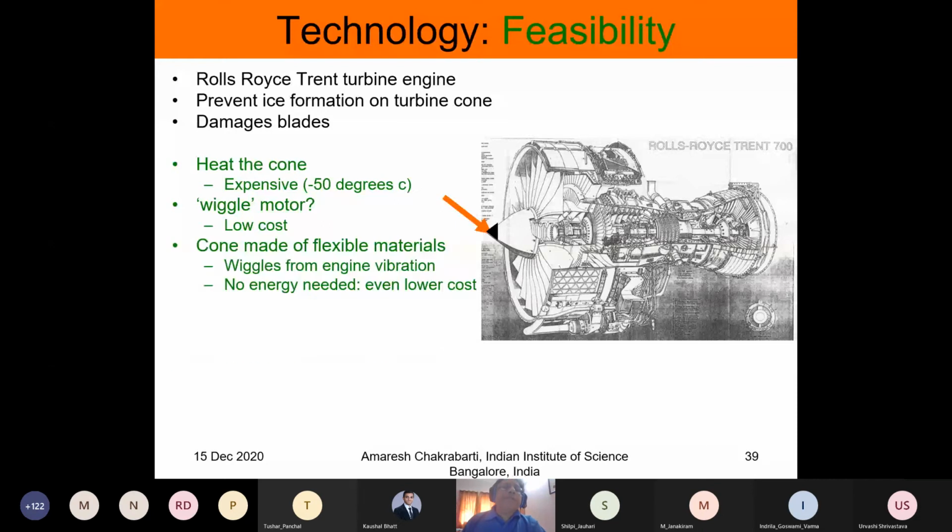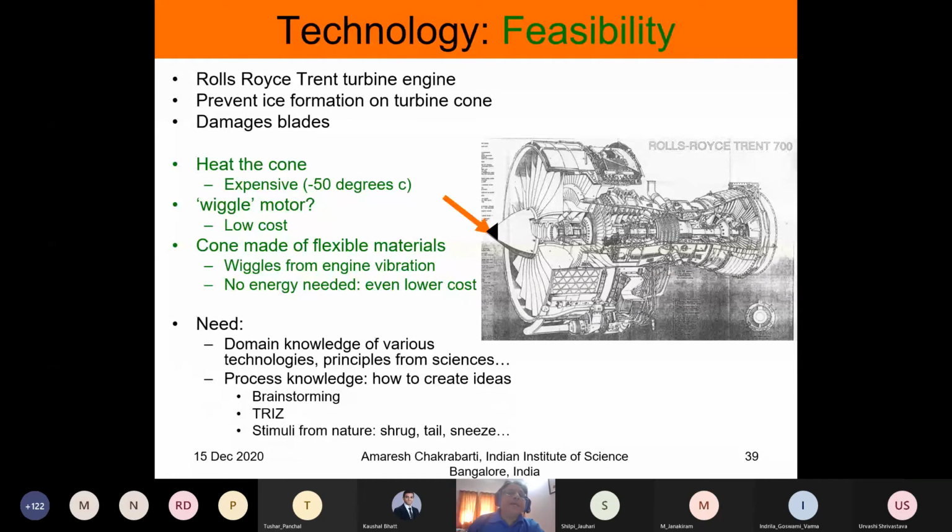Finally, they came up with the idea that we can make this portion with a slightly more flexible material, and there is enough vibration when the aircraft is flying. Therefore, you do not require a motor or anything. It can simply take the vibration from around and start slightly vibrating, and as a result, it doesn't require any additional cost from running cost. Again, you can see that you need to have domain knowledge of the various technologies, for example, principles of heat transfer, materials, motors.